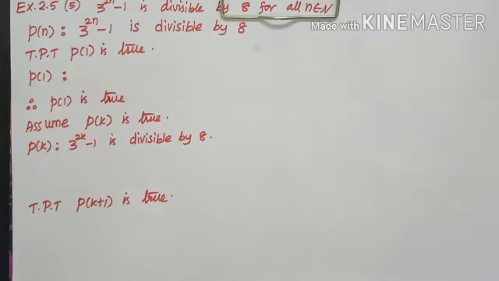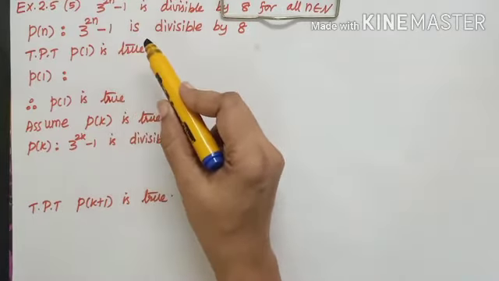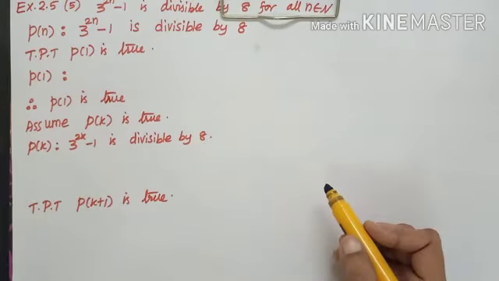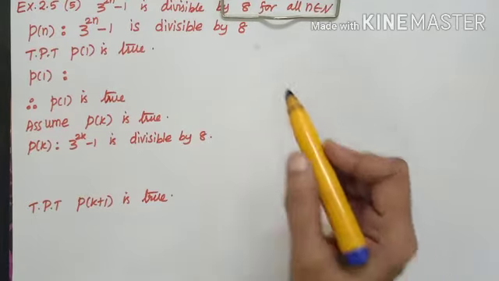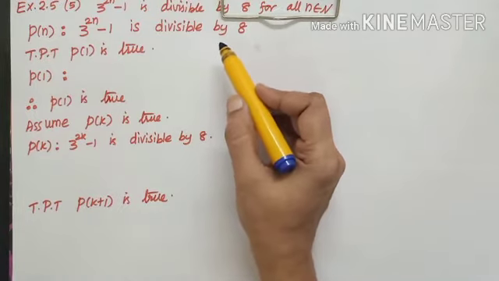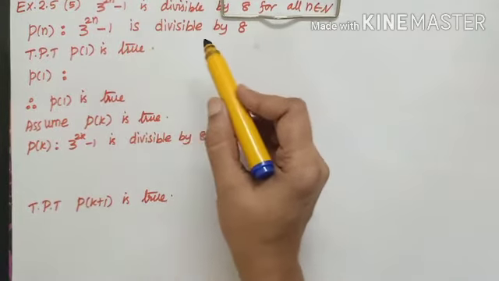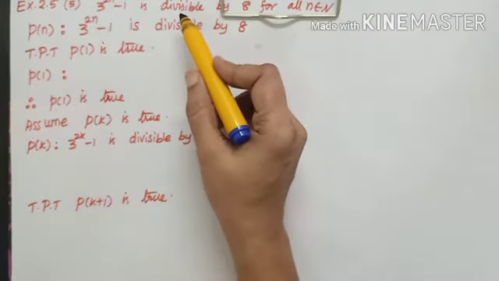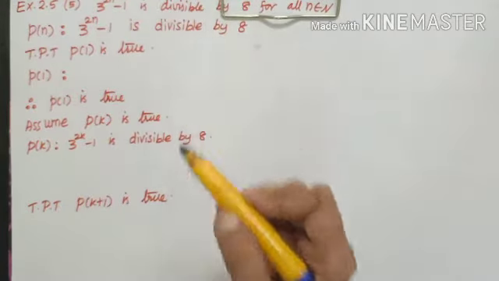Exercise 2.5, question number 5. Prove that 3 power 2n minus 1 is divisible by 8 for all n belonging to capital N. Now, till the previous problem, we were doing the LHS equal to RHS pattern. Hereafter, we are going to do problems based on divisibility.